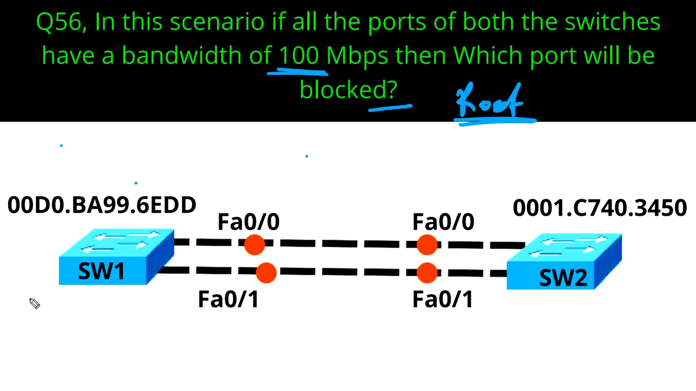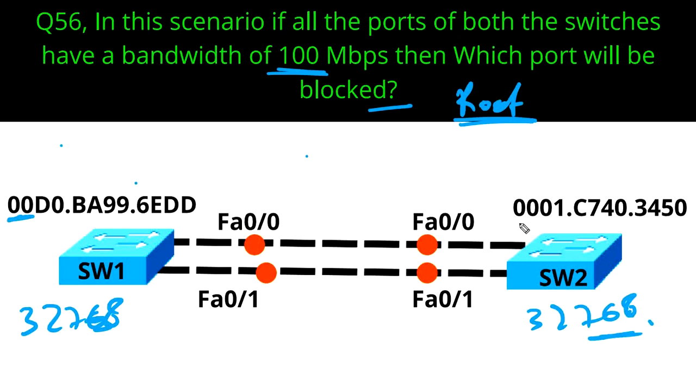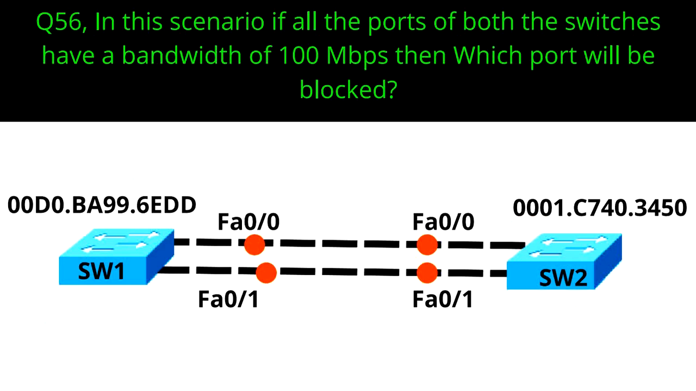By default, the priority on switch 1 is 32768, and here as well 32768. So the priority will be a tie, so they will check the lowest MAC address. Here the MAC address is 00D and here the MAC address is 000. So definitely switch 2 has the lowest MAC address, so switch 2 will become the root bridge switch, right? So this switch will become the root bridge.